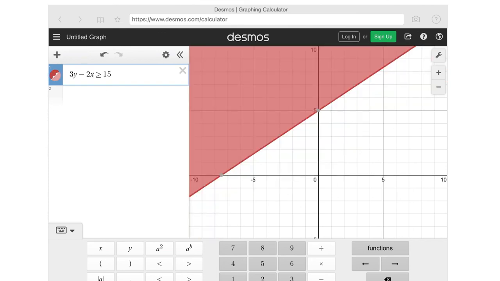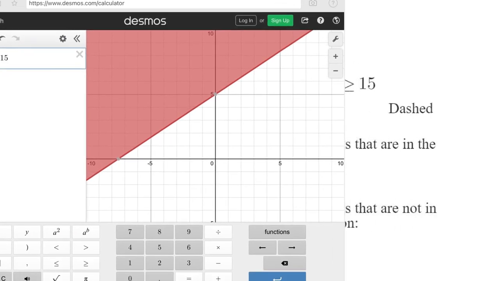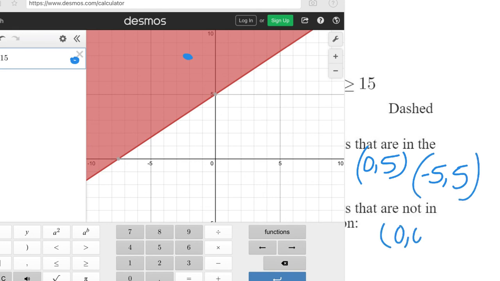All right, so now for points that are in, I can pick points on the line or points in the shaded. So I'm going to go with 0, 5, because that's right here on the line. And I'm going to go with negative 5, 5, because that's in the shaded area. Points that are not in the shaded area, like 0, 0, or 1, 1, could be points that are not in the solution. You could not put points from the line in the not in the solution part.